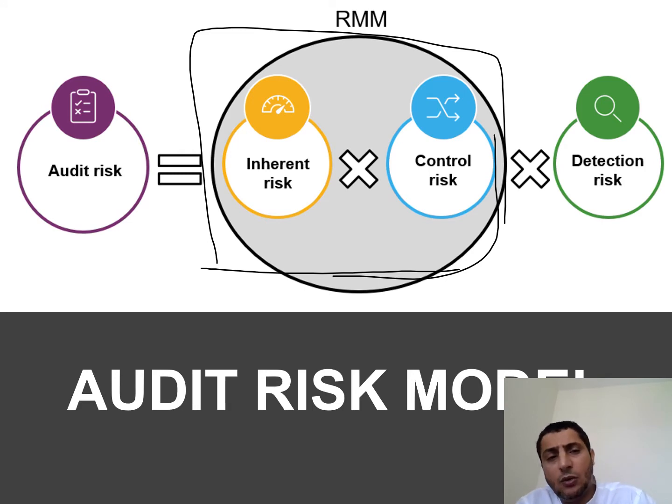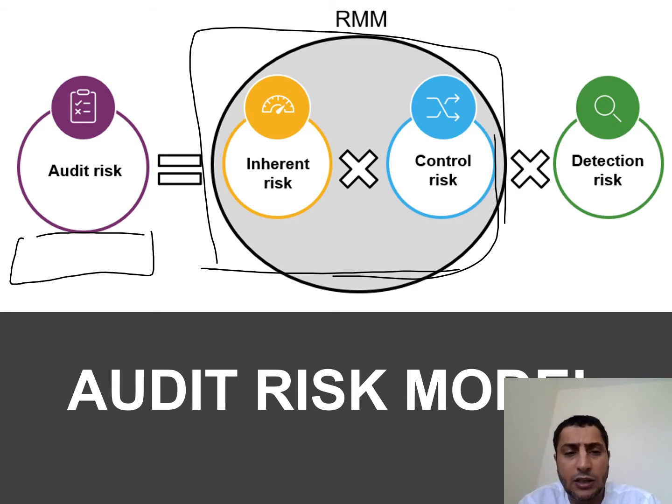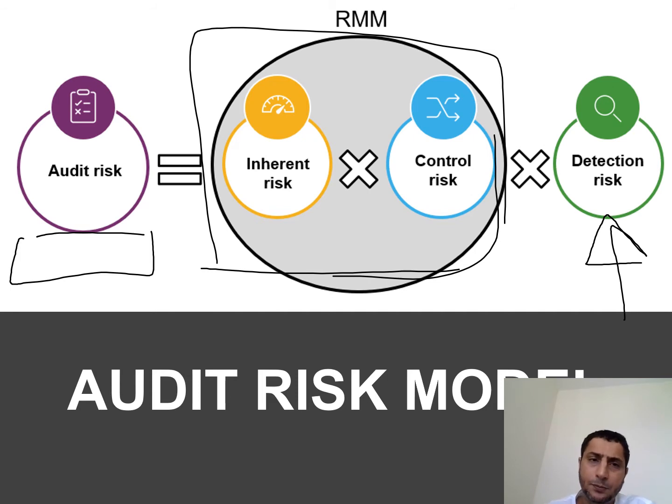And then the auditor will set the audit risk. So how much is the risk that the auditor plans to accept? It will be on this side. And then if we have the three in the planning stage, the auditor will be able to calculate the detection risk.